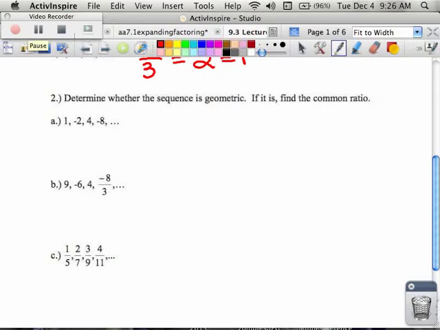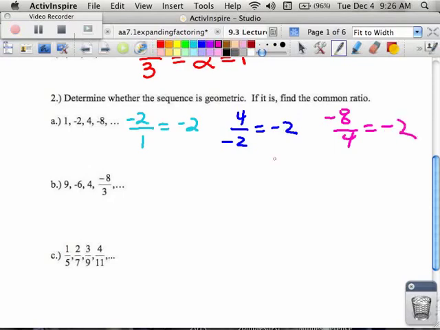Number 2, let's find out whether the sequence is geometric or not. The way that you do that is you check out to see all the common ratios between the numbers to make sure that they all work. So in number 2, I would take negative 2 divided by 1. That produces negative 2. I would look at 4 divided by negative 2. That produces negative 2. I would look at negative 8 divided by 4. That produces negative 2. And so my answer is yes, because all of my common ratios are negative 2.